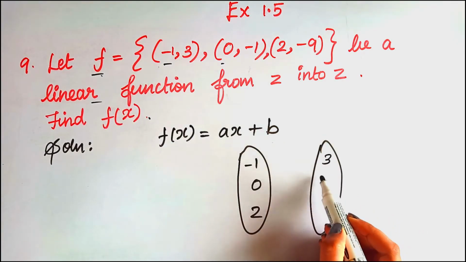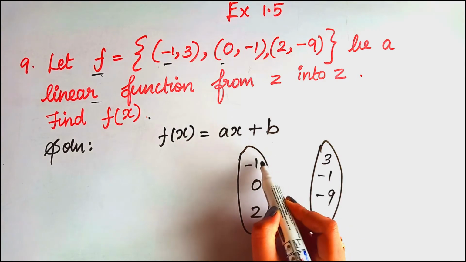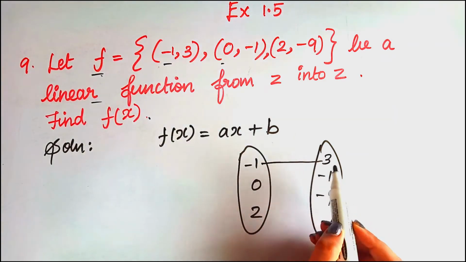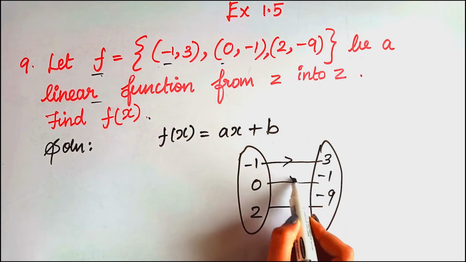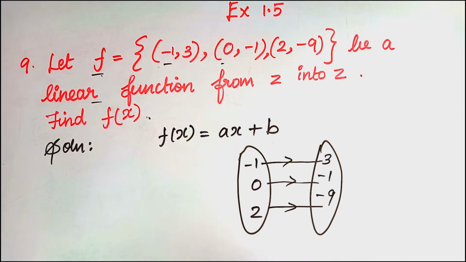So the domain here will be -1, 0 and 2, and the second elements will always be the codomain, right? So 3, -1 and -9. So -1 to 3, 0 to -1 and 2 to -9. So 2 to -9, right? So this is how you draw an arrow diagram.